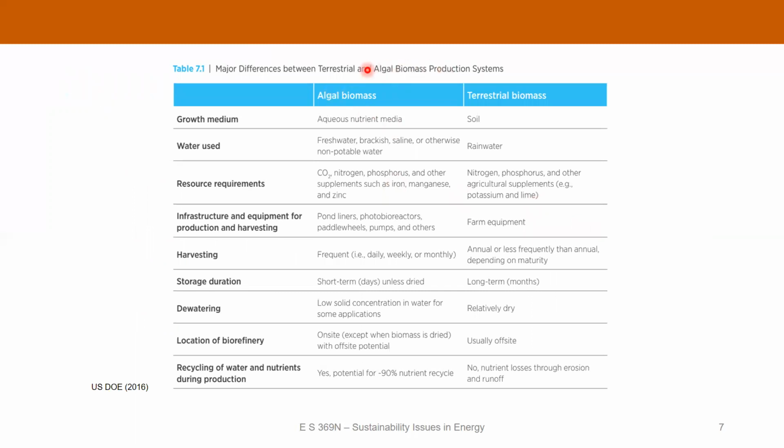When we compare algae biomass production to terrestrial biomass production, and what I'm talking about there is things like farming waste products like corn stover and seed hulls and that sort of thing, this is a nice comparison table from the DOE. Algae obviously grows in an aqueous medium, whereas terrestrial biomass has to grow in soil. Here's one of the big advantages of algae: it can grow in basically any type of water, including highly saline water.